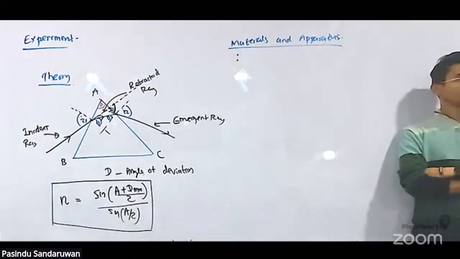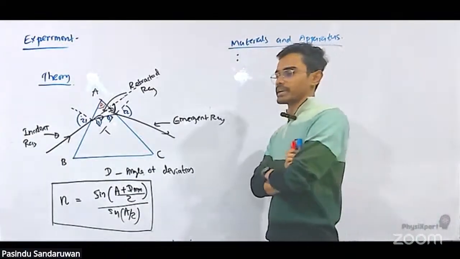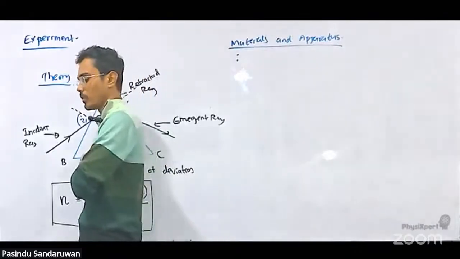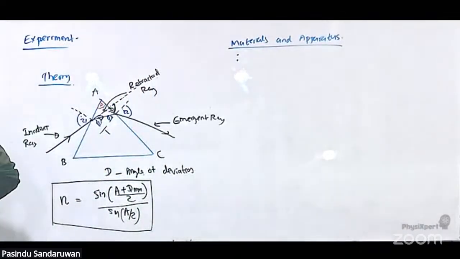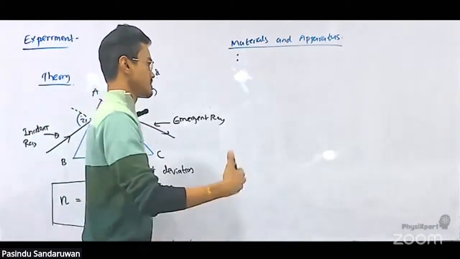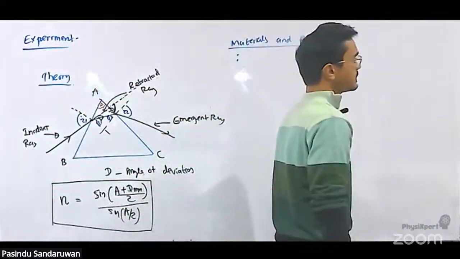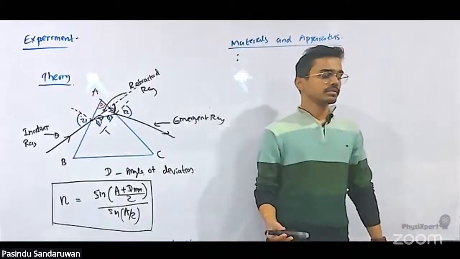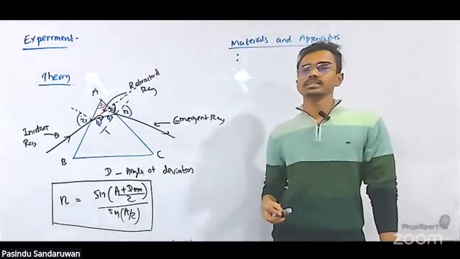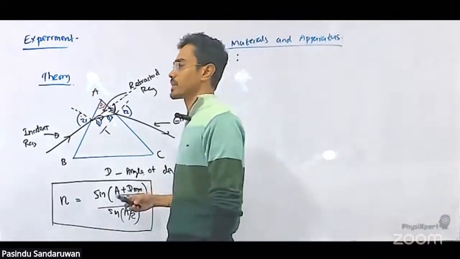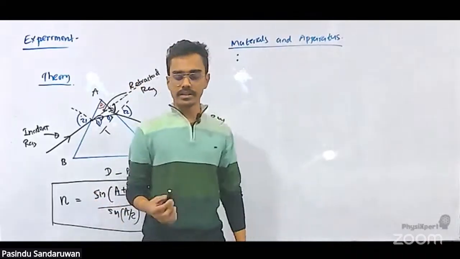Next, 4 optical pins. Then a ruler. Last one, a protractor.